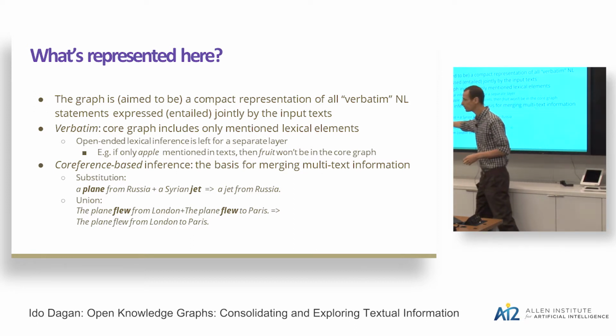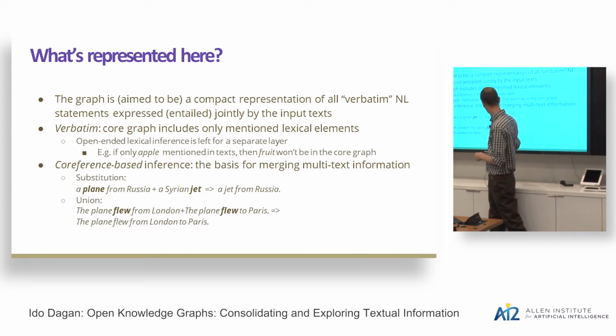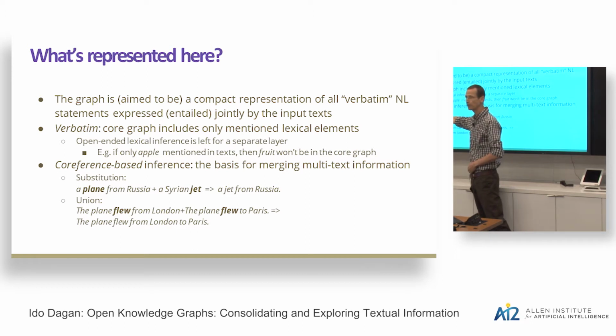Because we know the jet and plane. If we identify the coreference between jet and plane, we can combine the information and infer that we are talking about a jet from Russia. Okay, we had only information about a plane for Russia, and the jet we knew was Syrian. But once we've done the coreference, we can infer that that plane from Russia is not just a plane, it's a jet.